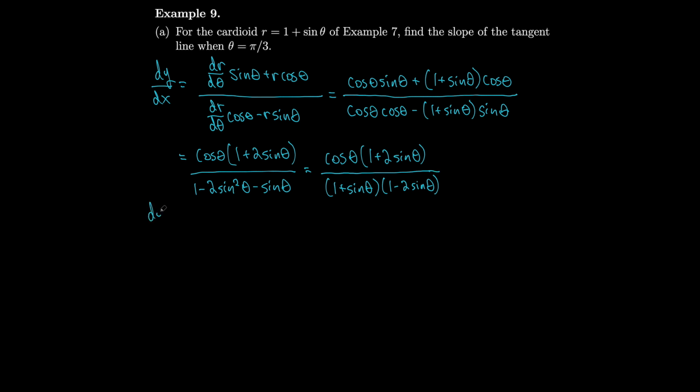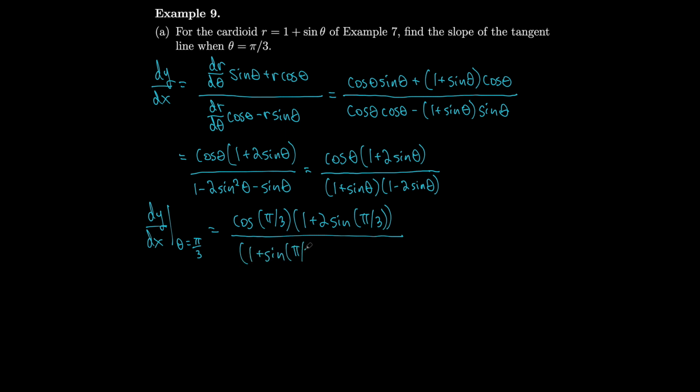So let's look at our derivative evaluated at pi over 3. So we'll take dy dx evaluated at theta equals pi over 3. So plugging in pi over 3, we get cosine of pi over 3 times 1 plus 2 times the sine of pi over 3, divided by 1 plus sine of pi over 3 times 1 minus 2 times the sine of pi over 3. And we can simplify that to get half times 1 plus rad 3 over 1 plus rad 3 over 2 times 1 minus rad 3.